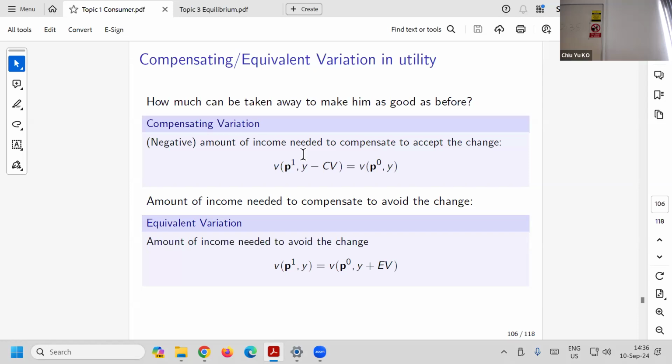I'll argue later, but that would be the idea. That's why we use consumer surplus: we don't want to pick a side. CS, consumer surplus, is in the middle of the two. We'll try to argue. In some cases this is larger, in other cases that is larger, depending on the type of good. Later, if we have time, we will try to argue it.